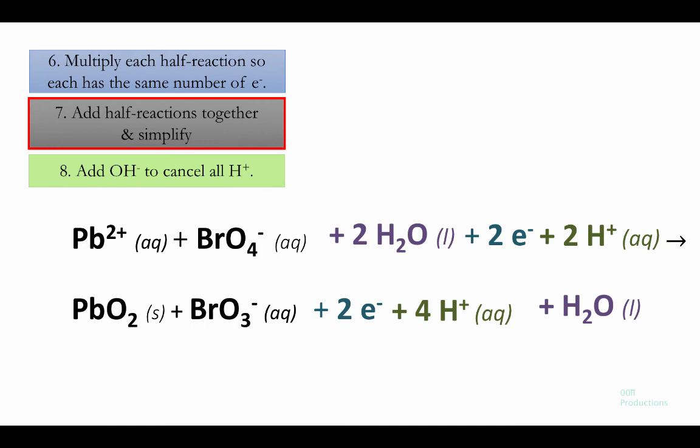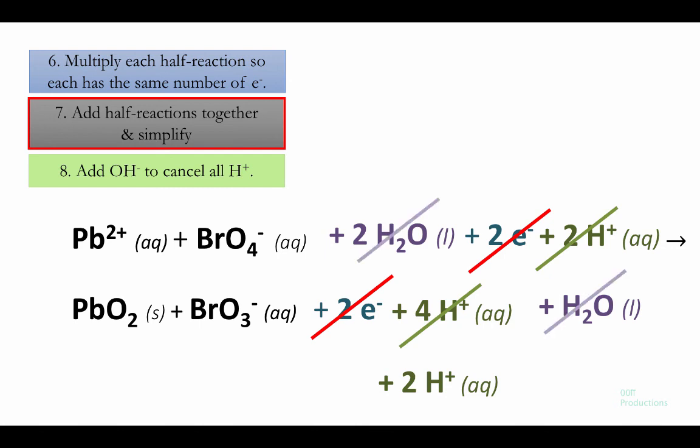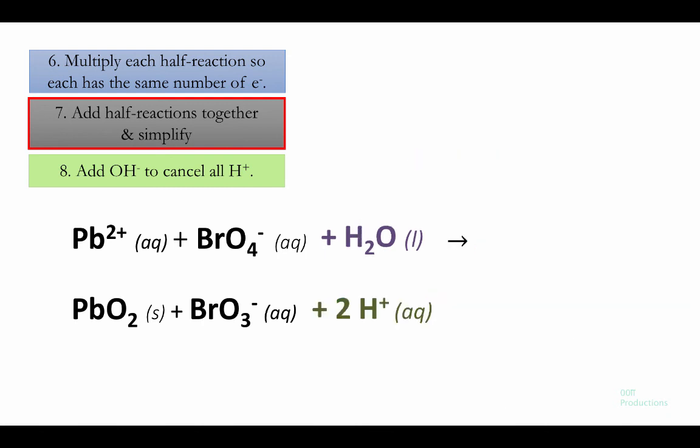Let's simplify. Electrons cancel. Yay. All of the hydrogens on the reactant side cancel. 2 of the 4 hydrogens on the product side disappear. So that gives us 2 hydrogens total. 4 waters. All of the water on the product side goes away. 1 of the waters on the reactant side goes away. 1 water molecule on the reactant side. So here's the simplified reaction. But that's balanced in acidic medium.